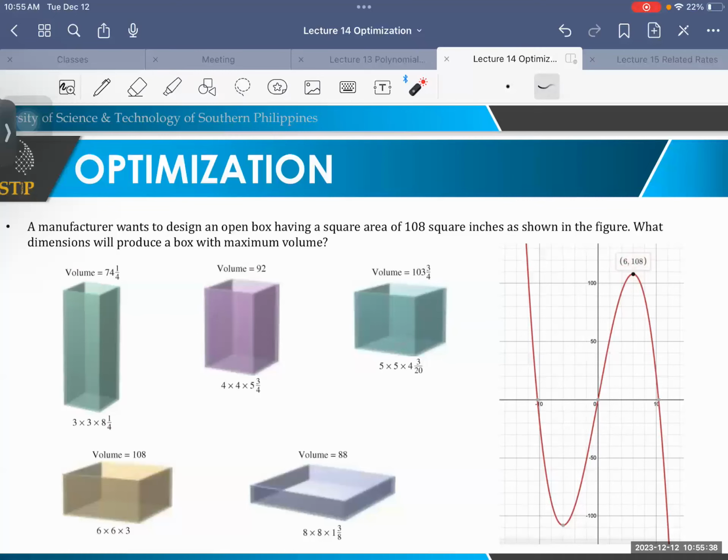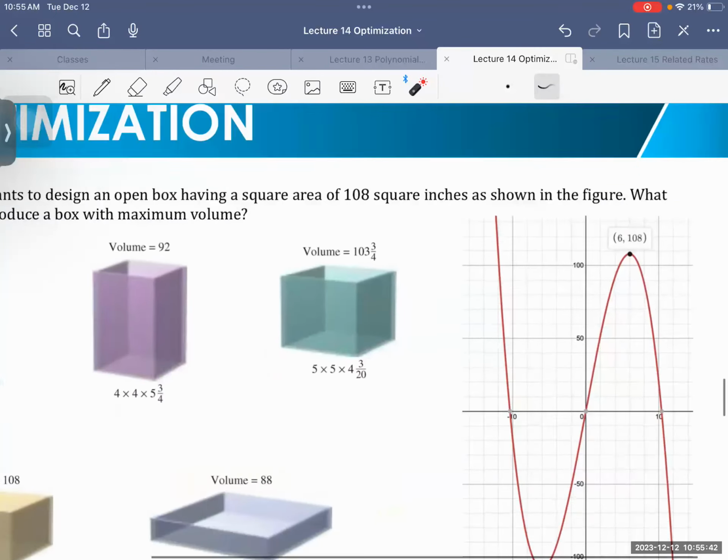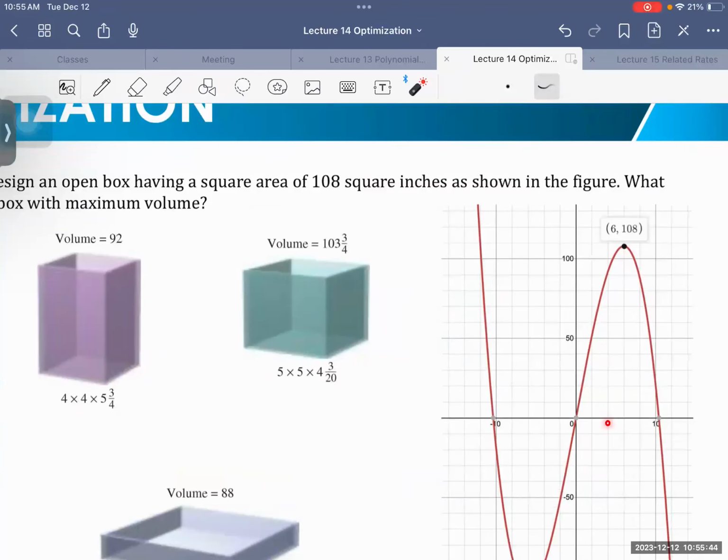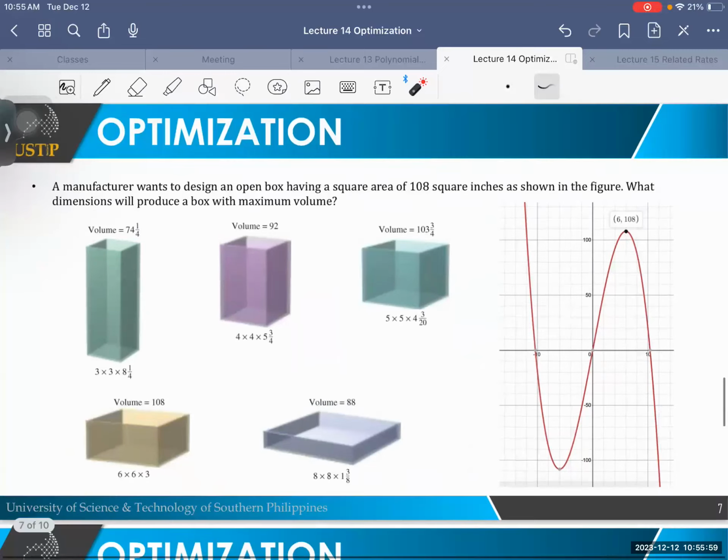If we look for 4, for example, just a random 4, what is the value here? If x is 4, what is the volume? The volume is 92. Okay? So that's how you solve for optimization.